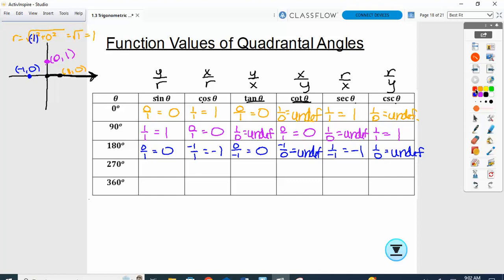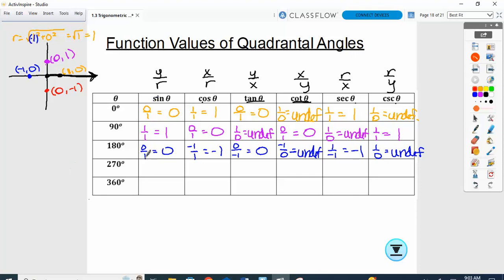270. So 270 is down here. What point would we use for that? 0 and -1. And again, what would r turn out to be? 1.